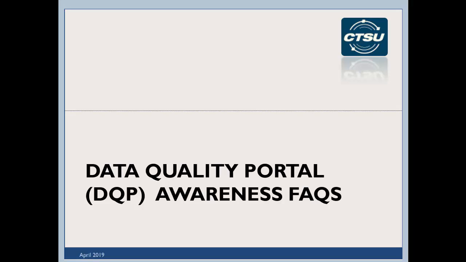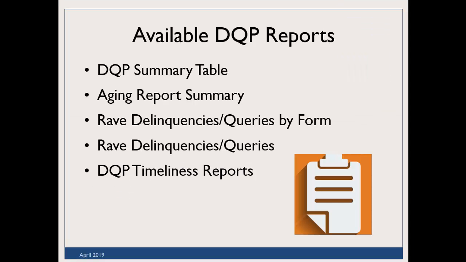I wanted to go over now a little bit about the data quality portal. I'm not going to go into depth because you've already had another presentation by your statistician that went through the data quality portal, but we also have a nice FAQ sheet on it out at the table that you can stop by and pick up if you want to get some more information. So there are a number of reports available on the data quality portal: a summary table, an aging report, Rave delinquencies and queries by form, and timeliness reports. And I'm just going to give you a couple of examples here.